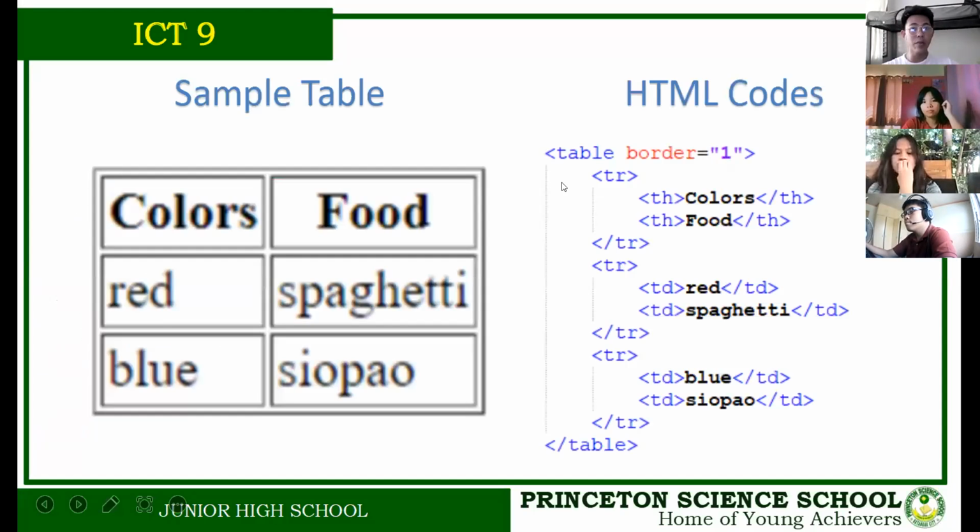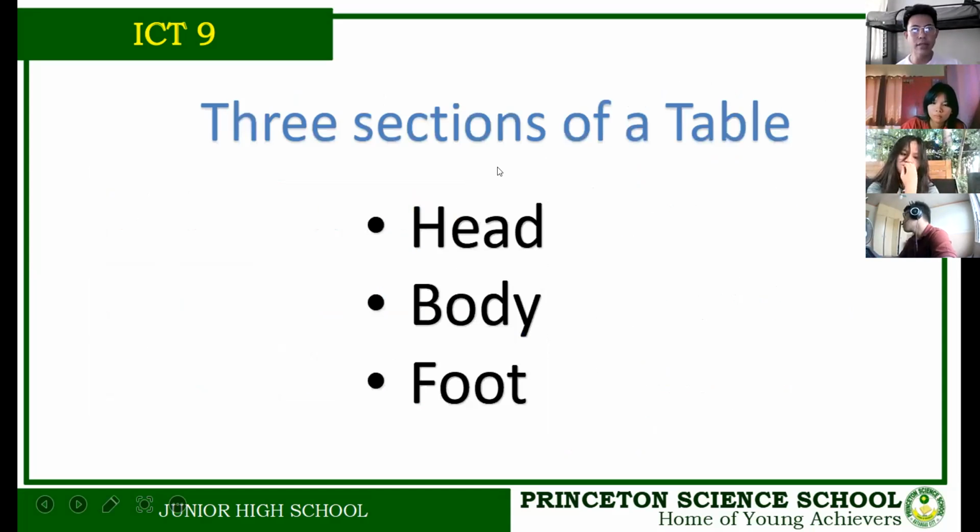That is the basic structure of codes for our table. The table has 3 sections: the table head, the table body, and the table foot. The same concept goes to other things, for example, the HTML itself.